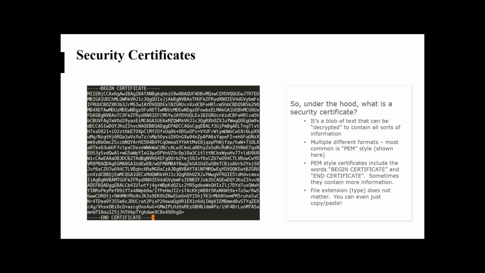Now there are other types of certificates as well. This is what's known as PEM format. There are other certificate types like DER, PKCS12, PKCS7, and a bunch of other formats which can be encrypted. They don't look like this. When we're dealing with most security certificates, generally we want to deal with them in PEM format, which looks just like this over here on the left-hand side.